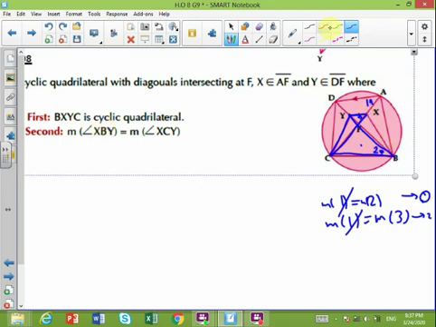Second, he wants to prove that XBY, this small one, XBY equals YCX. I want to prove that these two angles are equal. Briefly, I have just proved that BXYC is a cyclic quadrilateral, so of course angle YCX equals XBY, on the same base XY and on one side of it, so they are equal in measure.